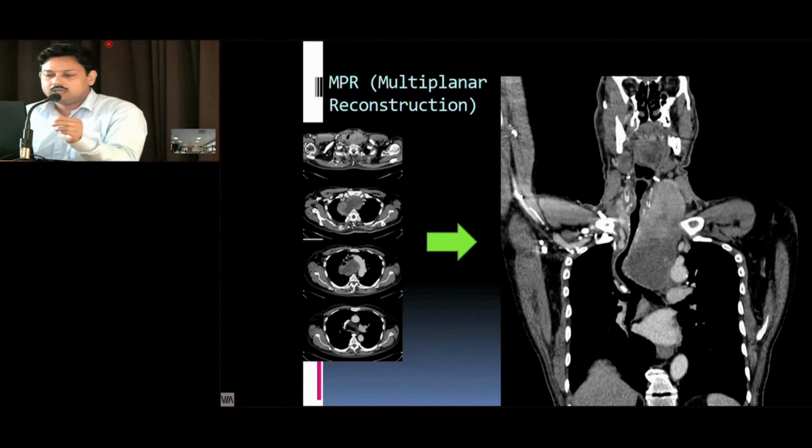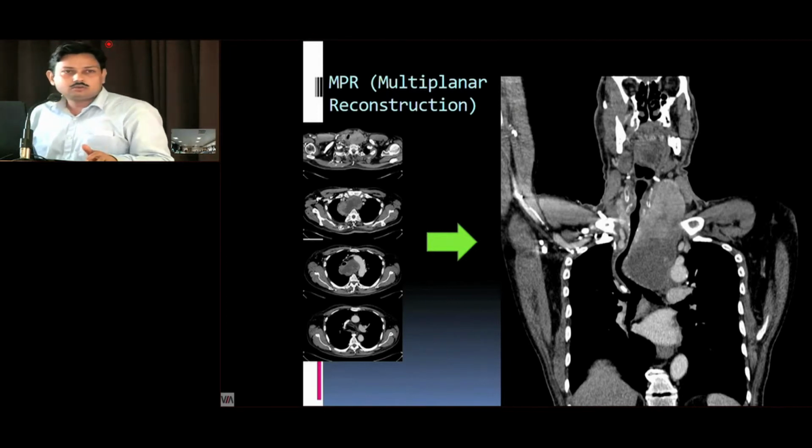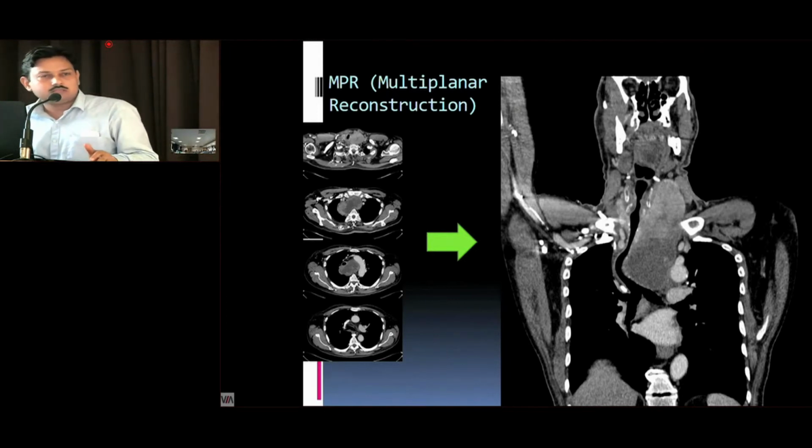From the axial data set, we can create images in any plane we are interested in, like if we want a sagittal anatomy or a coronal plane. So all those planes are possible. We just have to load the data and manipulate the data. So this is called multiplanar reconstruction.